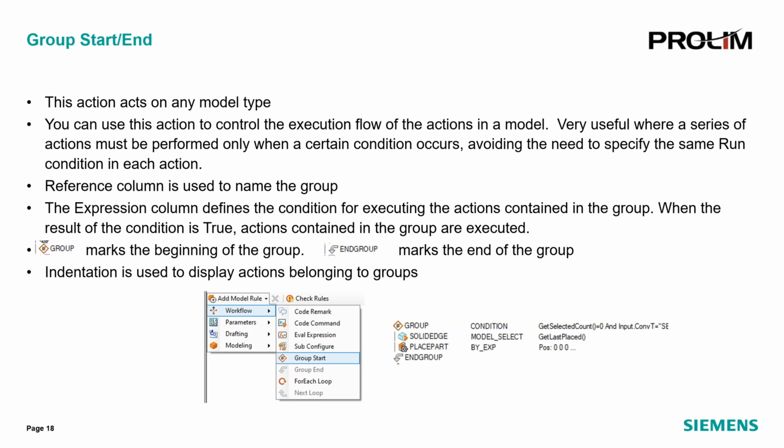Now, under the reference column, you can specify the name. So here we have the name as condition. And the expression column defines the condition for executing the actions contained in that specific group. In this specific group, we have a cat command for Solid Edge, and then we have place part by expression. Within this group, it will only be applicable when this condition is met, which says get selected count is 0 and the input conversion t is set to something. So this is just an example screenshot.